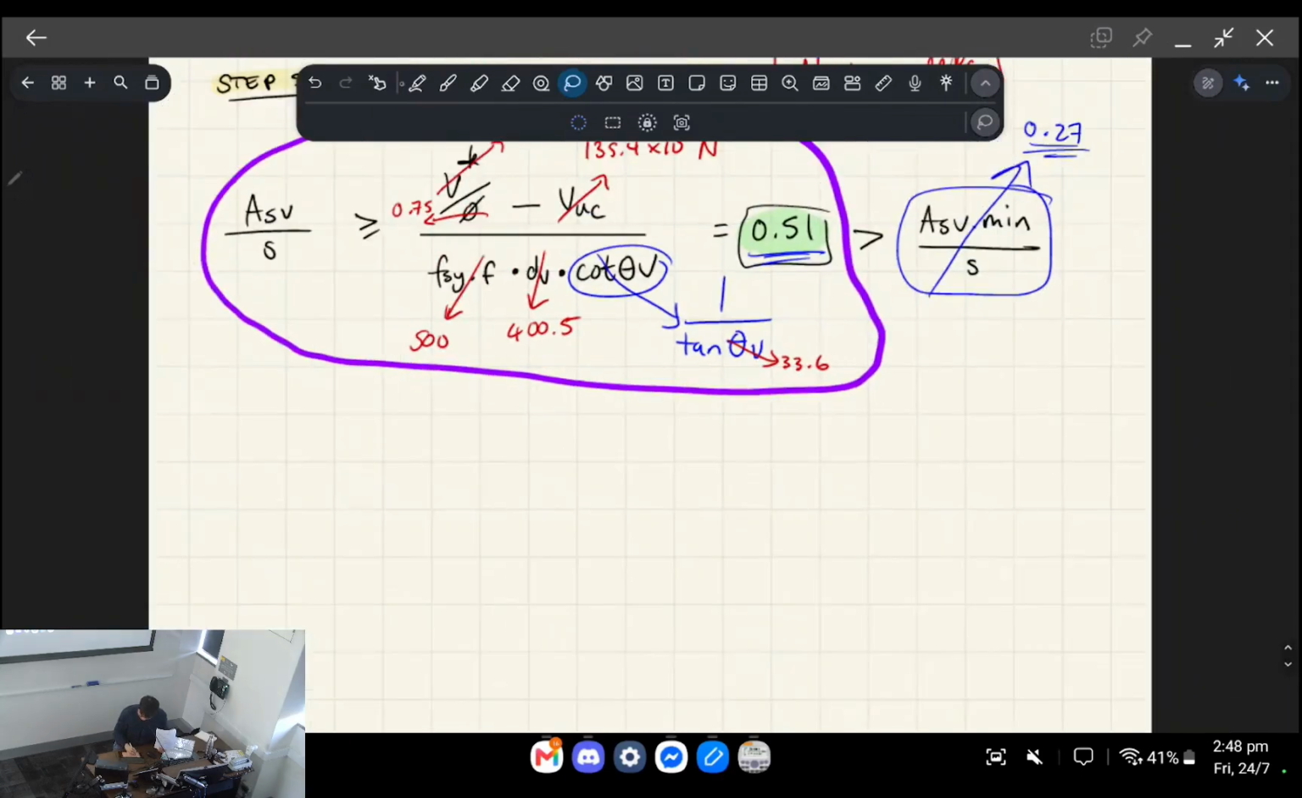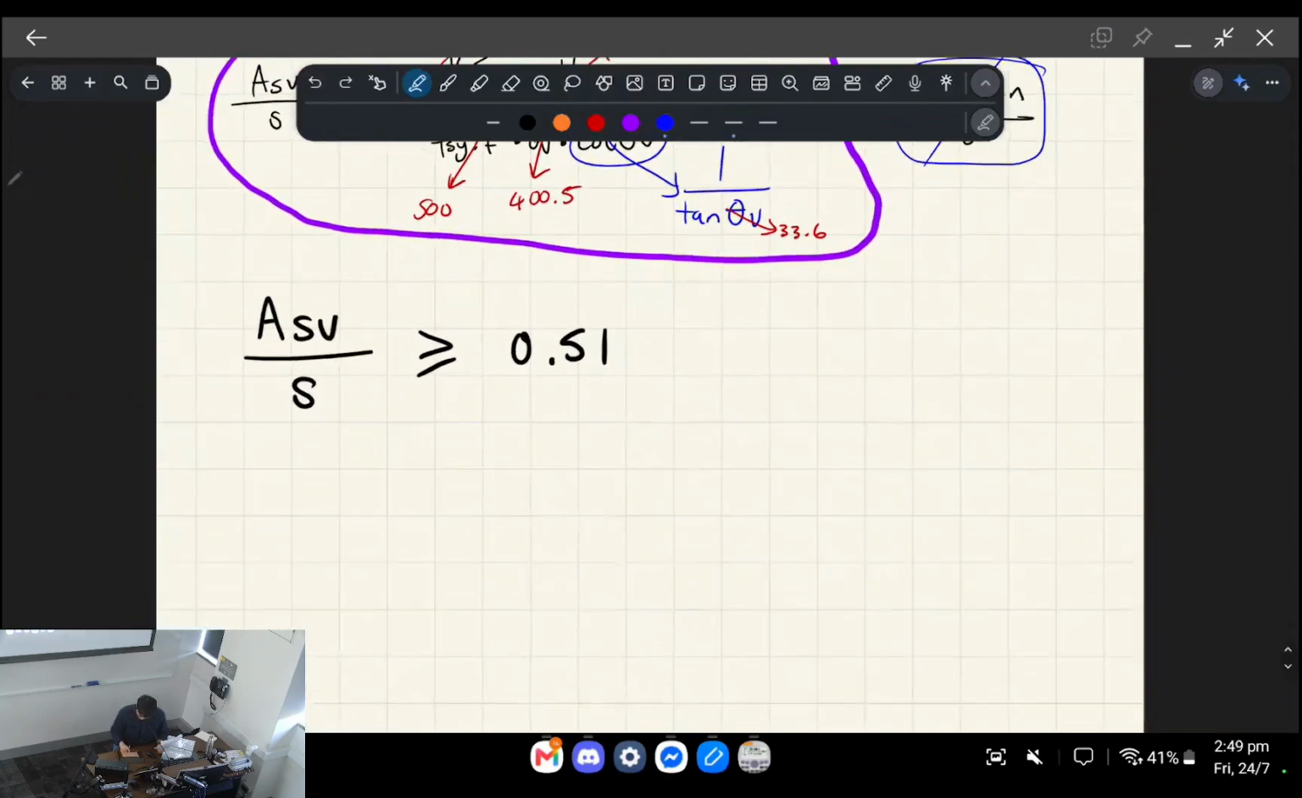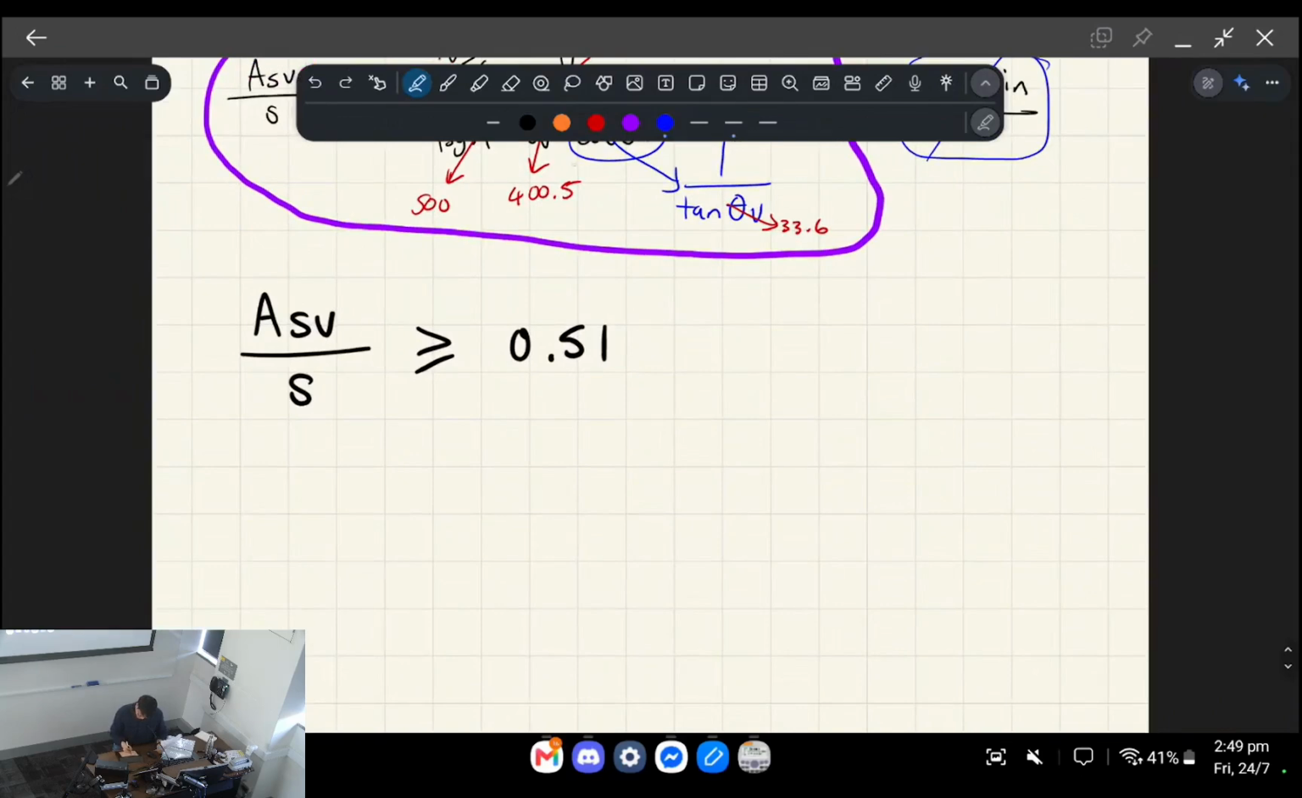So what this means is we're up to the step where we need to select the stirrup area as well as the spacing. What this is saying is whatever density that we end up with has to be greater than 0.51. This part has to be greater than 0.51, right? Okay, so here's the thing. What we're going to do is first select the stirrup area before selecting the stirrup spacing.